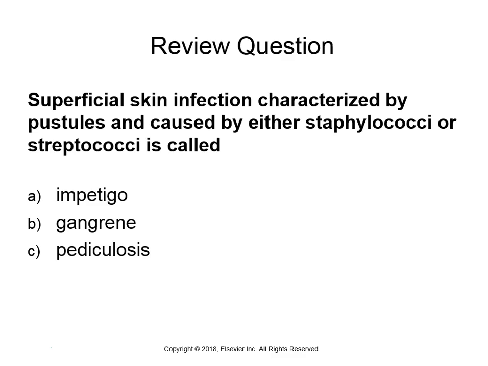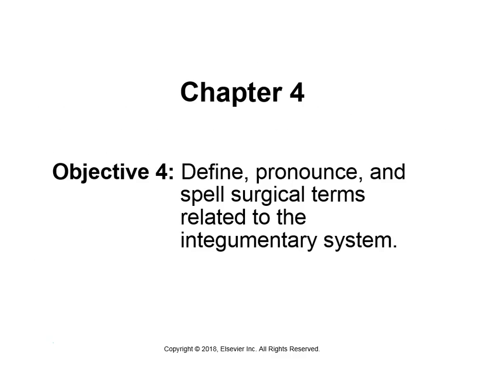To review, superficial skin infection characterized by pustules and caused by staphylococci or streptococci is called. That's a mouthful. Looking at the words staph and strep, that should lead you to understand that it's a bacterial infection. So hopefully then that would lead you to the bacterial type of skin disorder, which is A, impetigo.